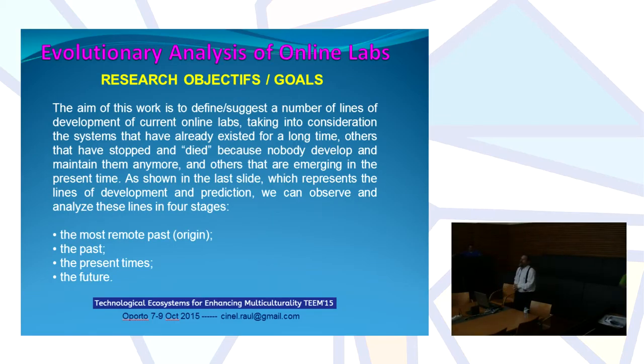What are the research objectives and goals? The aim is to suggest a number of lines of development, taking into consideration the system that already existed, to see really why some died or are extinct, why some others develop, why some diverge, why some converge. This will be made observing, in great detail, 4 stages: the most remote past, the past, the present times, and let's try to predict the future.